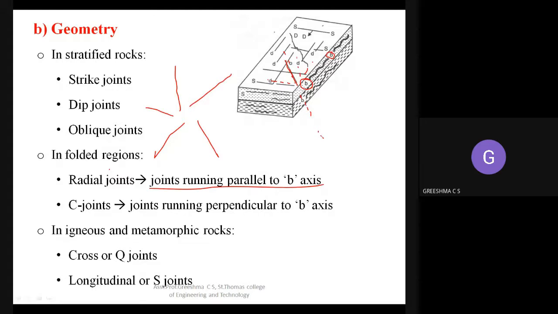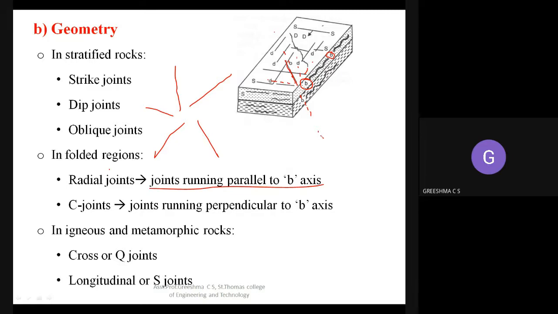Next one is mainly in the igneous and metamorphic rocks. We have two types of joints again, that is cross joints and longitudinal joints. Cross joints are also called Q joints, and longitudinal joints are also called S joints. This mainly occurs in igneous rocks and metamorphic rocks.